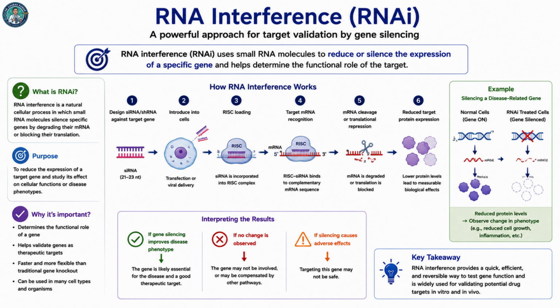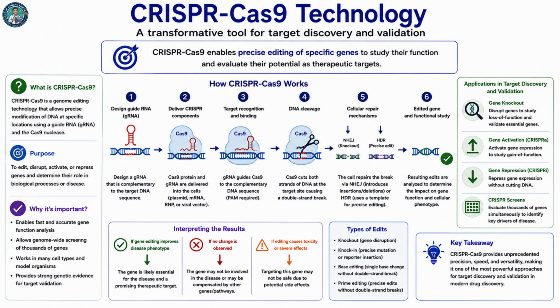RNA interference, or RNAi, is another powerful validation tool. Small RNA molecules are used to reduce the expression of specific genes. This allows researchers to evaluate the functional importance of a target. If silencing the target improves disease related outcomes, confidence in the target increases. RNAi has played an important role in both basic research and therapeutic development.